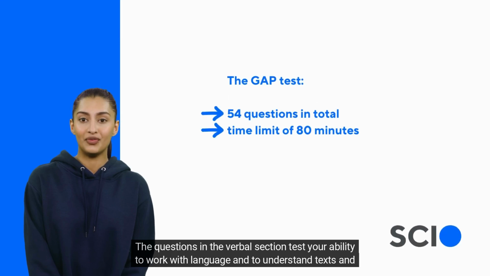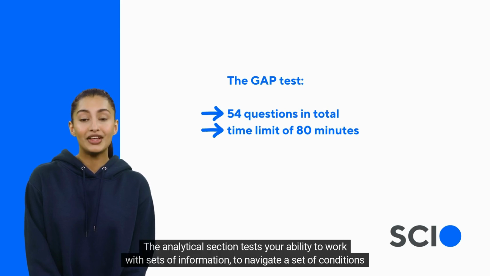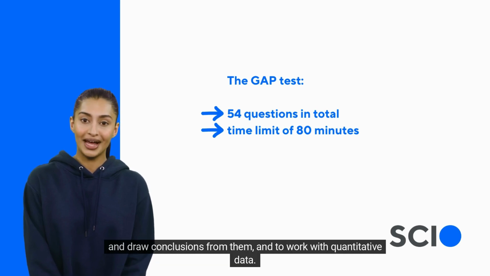The questions in the verbal section test your ability to work with language and to understand texts and the arguments presented. The analytical section tests your ability to work with sets of information, to navigate a set of conditions and draw conclusions from them, and to work with quantitative data.